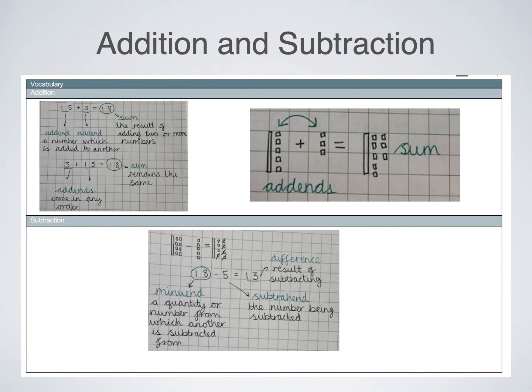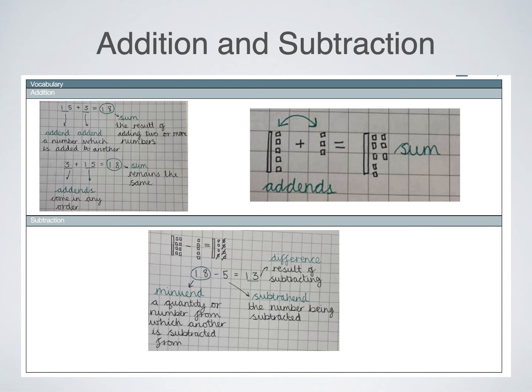Children are introduced to vocabulary right from their start with us in nursery and reception. For addition, the terms addend and sum are used to express the numbers in the calculation. The modelled example shows how teachers would model the use of language to the children and encourage them to use these terms when explaining their learning.